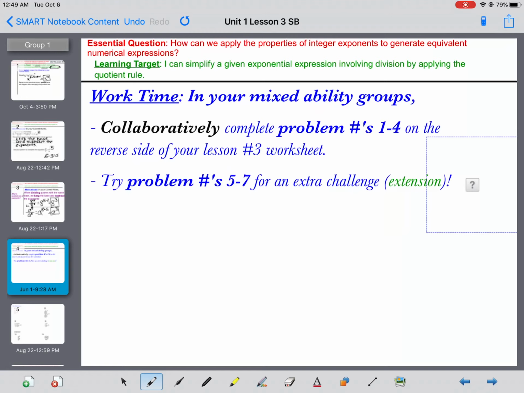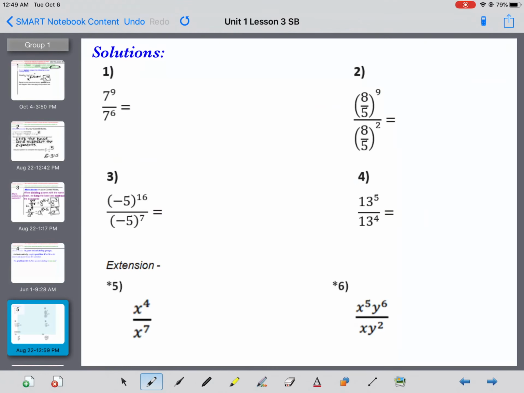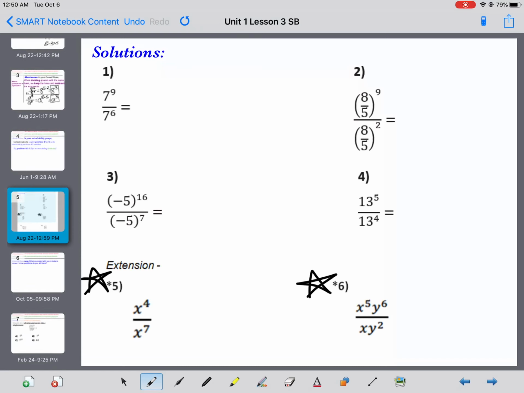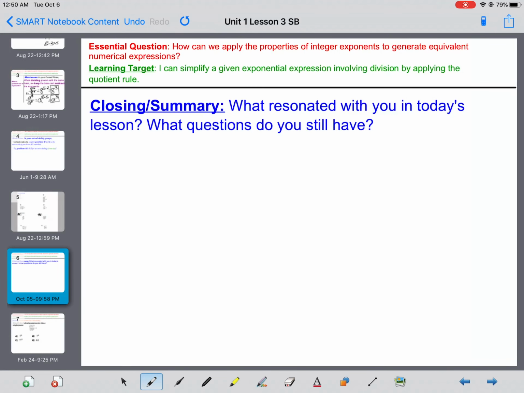For work time, we are just going to copy down these 6 problems. So once these 6 problems are on your screen, make sure you pause the video and copy them all down. Numbers 5 and number 6 are extension problems. And then the closing is your usual closing question.